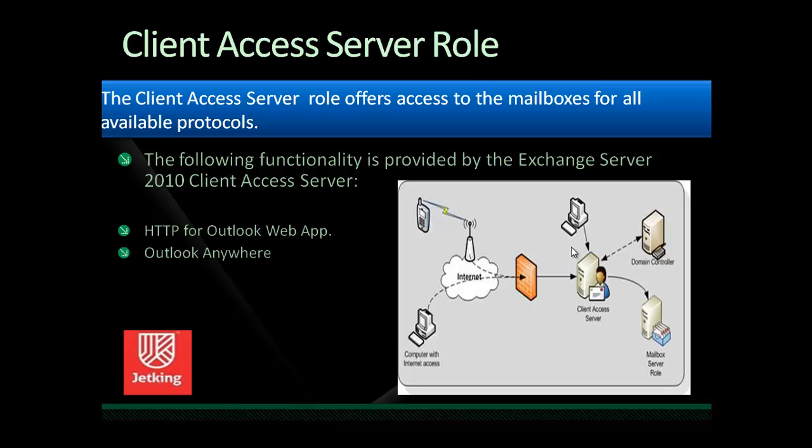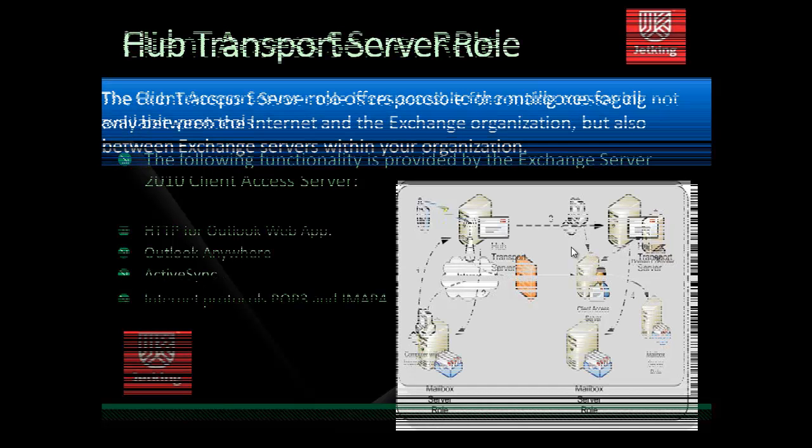Coming to the client access server role, this is the role which offers access to the mailboxes for all available protocols. A few important features which are used with the client access server role are HTTP for Outlook Web App, Outlook Anywhere, ActiveSync, and Internet protocols like POP3 and IMAP support.